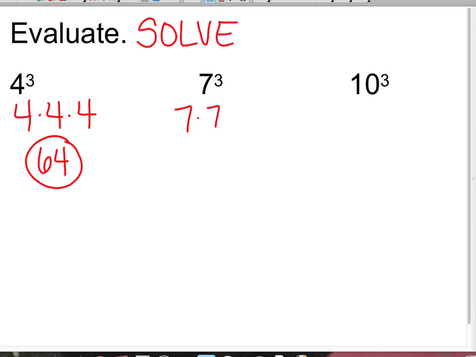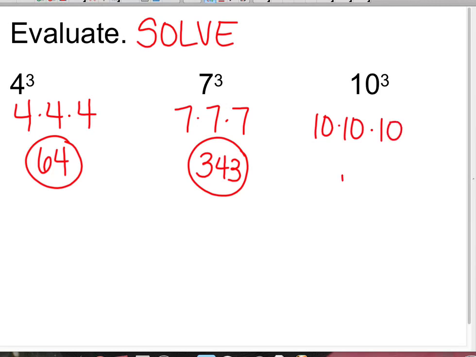7 to the third. 7 times 7, that's 49. Times 7 again, 343. 10 to the third, not 30, not 300. Because 10 times 10 is 100. Times 10 again brings you up to 1,000. So cubing a number results in a very large answer relatively quickly.